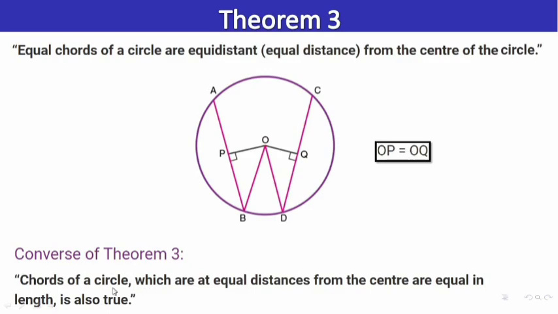Similarly, we have the converse of the theorem, which says chords of a circle which are at equal distances from the center are equal in length also. So this is just the other way around. So pause the video and note down theorem number 3.